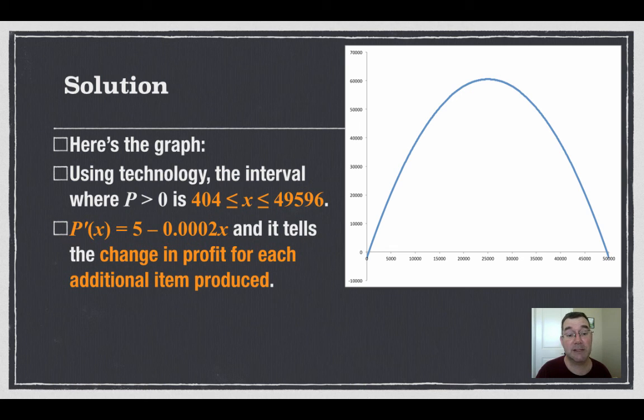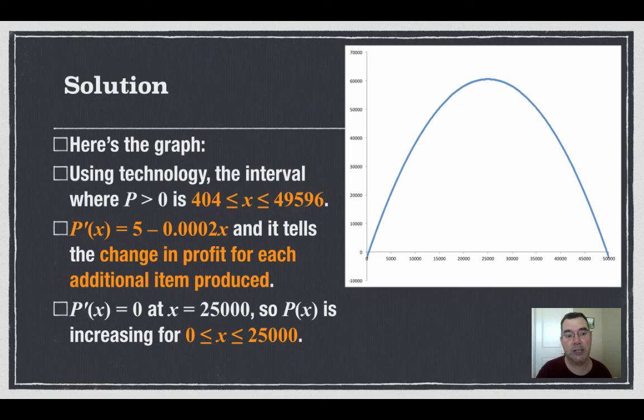P prime of x is 5 minus 0.0002x. That's what I got when I took the derivative, and it tells us the change in profit for each additional item produced. So it's the rate of change of the profit. So if I set that equal to 0, the only time that that is equal to 0 is at x equals 25,000. So P of x is increasing everywhere between 0 and 25,000 on the x-axis.